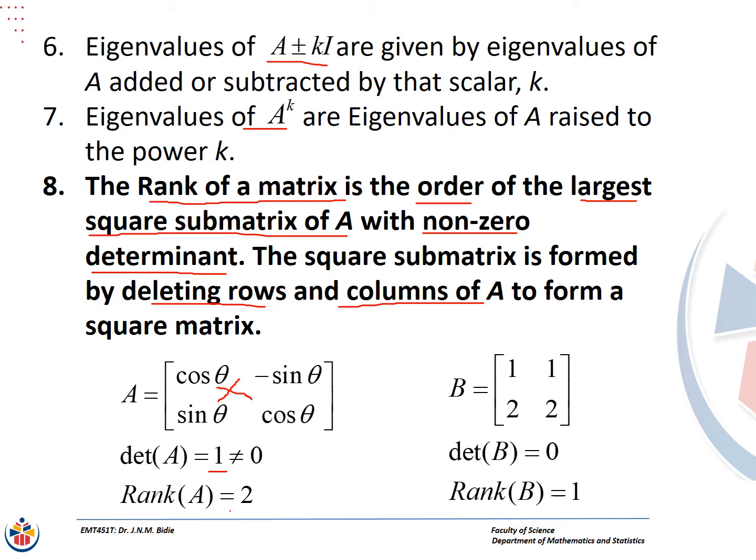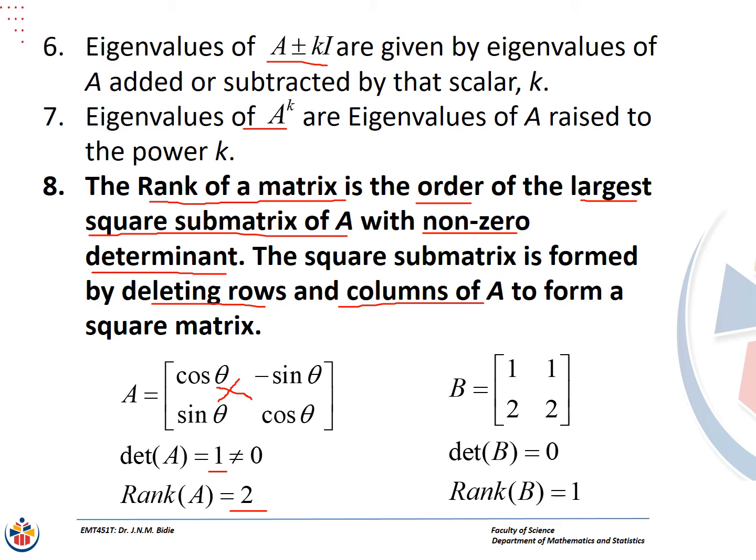Then we say the rank of A is the order of the matrix. Remember, it is not the determinant, it is the order. This matrix was a 2 by 2 matrix, so the order of this matrix is 2. Therefore, the rank of matrix A is 2.